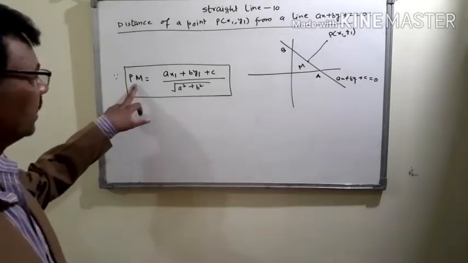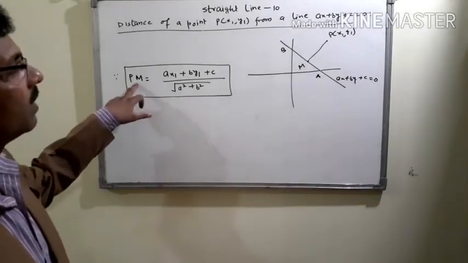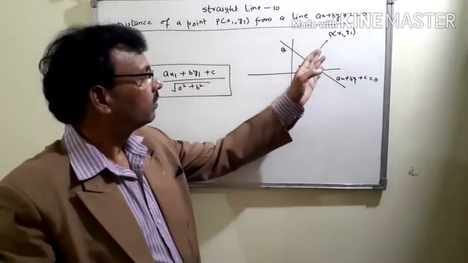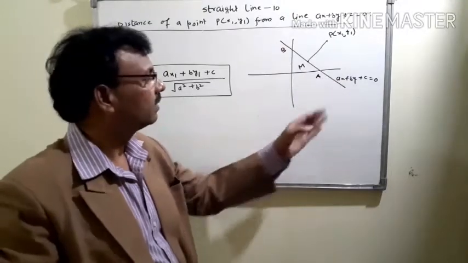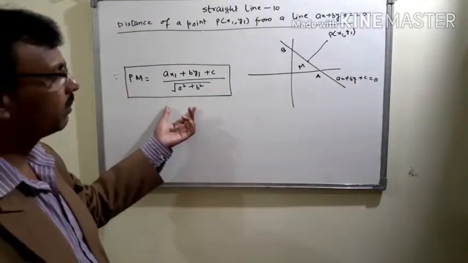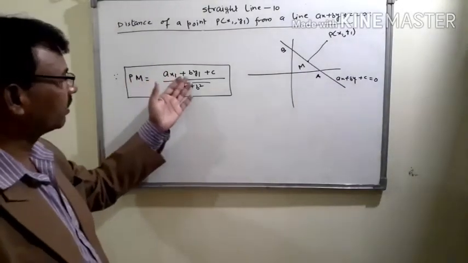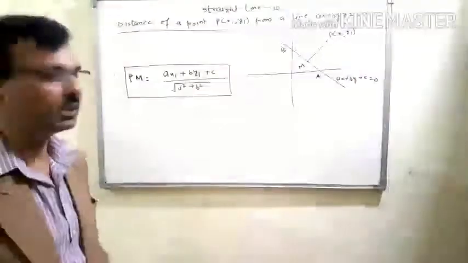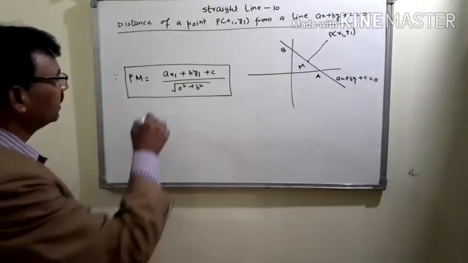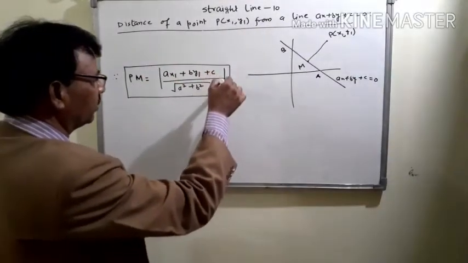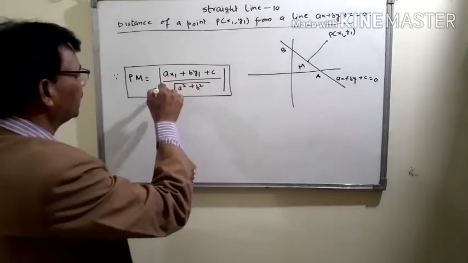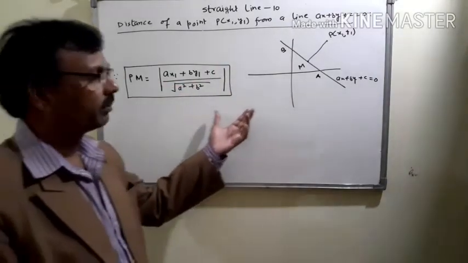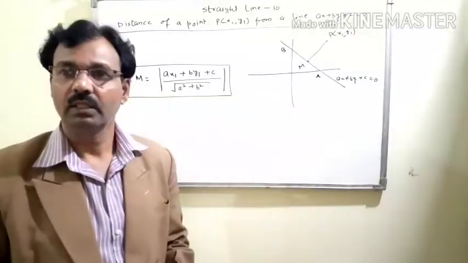PM is the distance from P to the line ax plus by plus c equal to 0, equal to mod of ax1 plus by1 plus c whole upon root under a square plus b square, and this will always be in magnitude, the distance is never negative. By this formula you can find the distance of a point from any line.